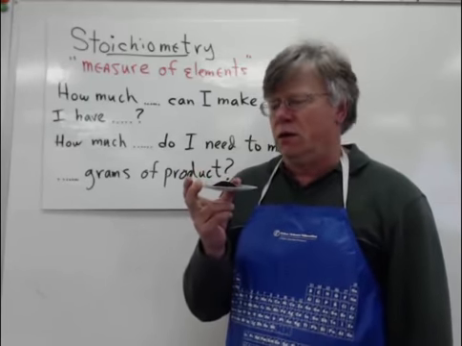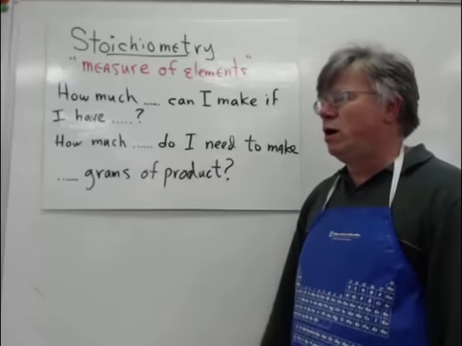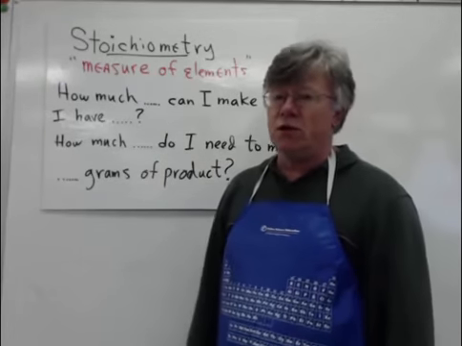Or I could say, I have a bunch of carbon dioxide. How much carbon would be needed to make a certain amount of carbon dioxide? So see, stoichiometry is about measuring things so you can get the right amounts. How much of something can I make if I have something else? So if I have a certain number of grams of reactant, how many grams of product can I make? Or conversely, how much reactant do I need to make a certain number of grams of product? So this topic is called stoichiometry.